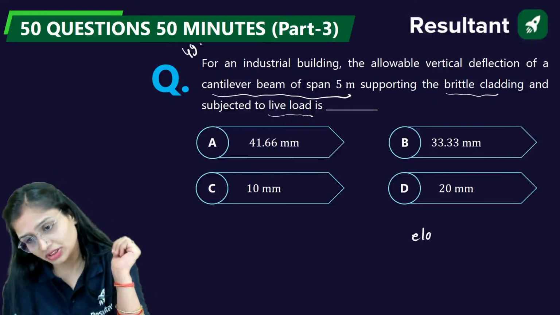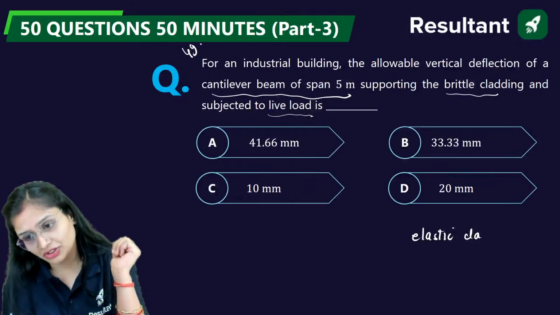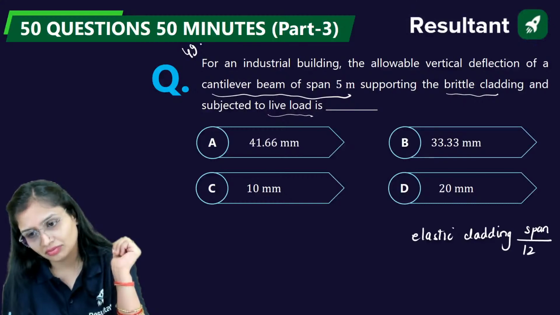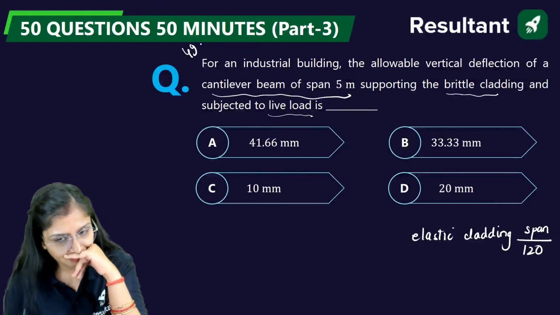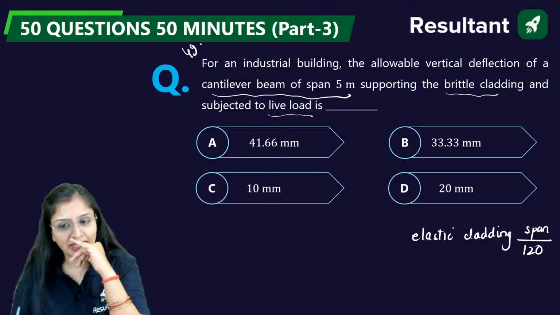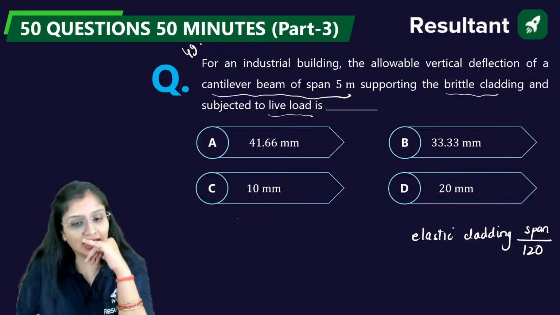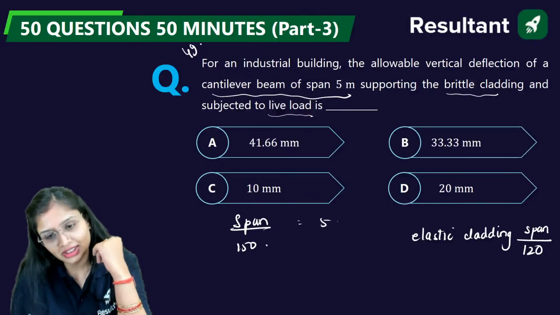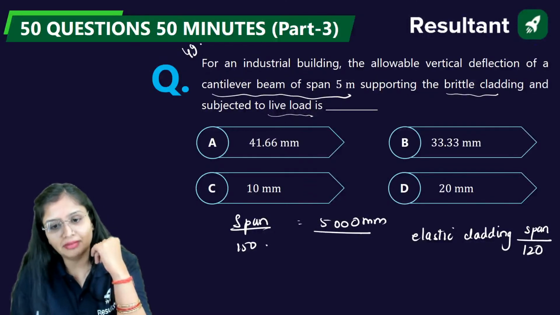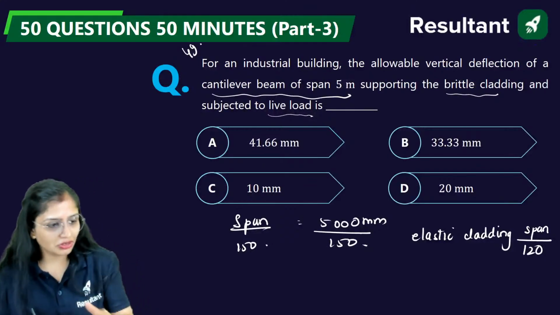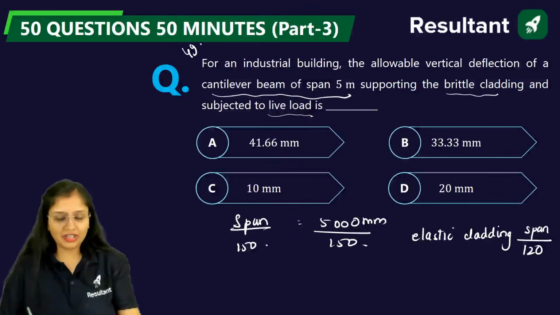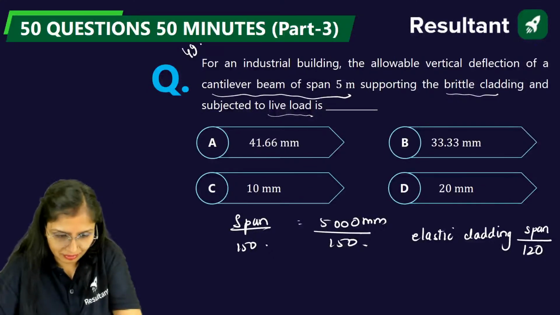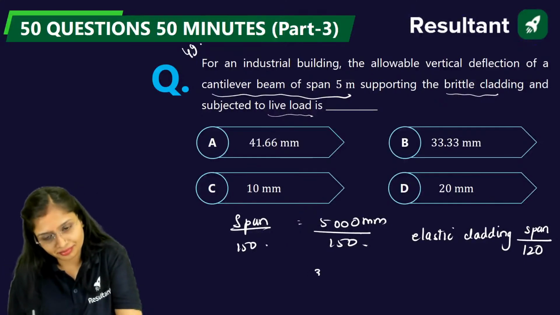मैं लिख भी देती हूँ elastic का, so that it will be a revision for you. Elastic cladding span by 120. Right now it is asking me for brittle cladding. So it will be span by 150. Span is 5 meter, that is 5000 mm divided by 150. Solve it, how much you are getting? 5000 divided by 150. 33.33.